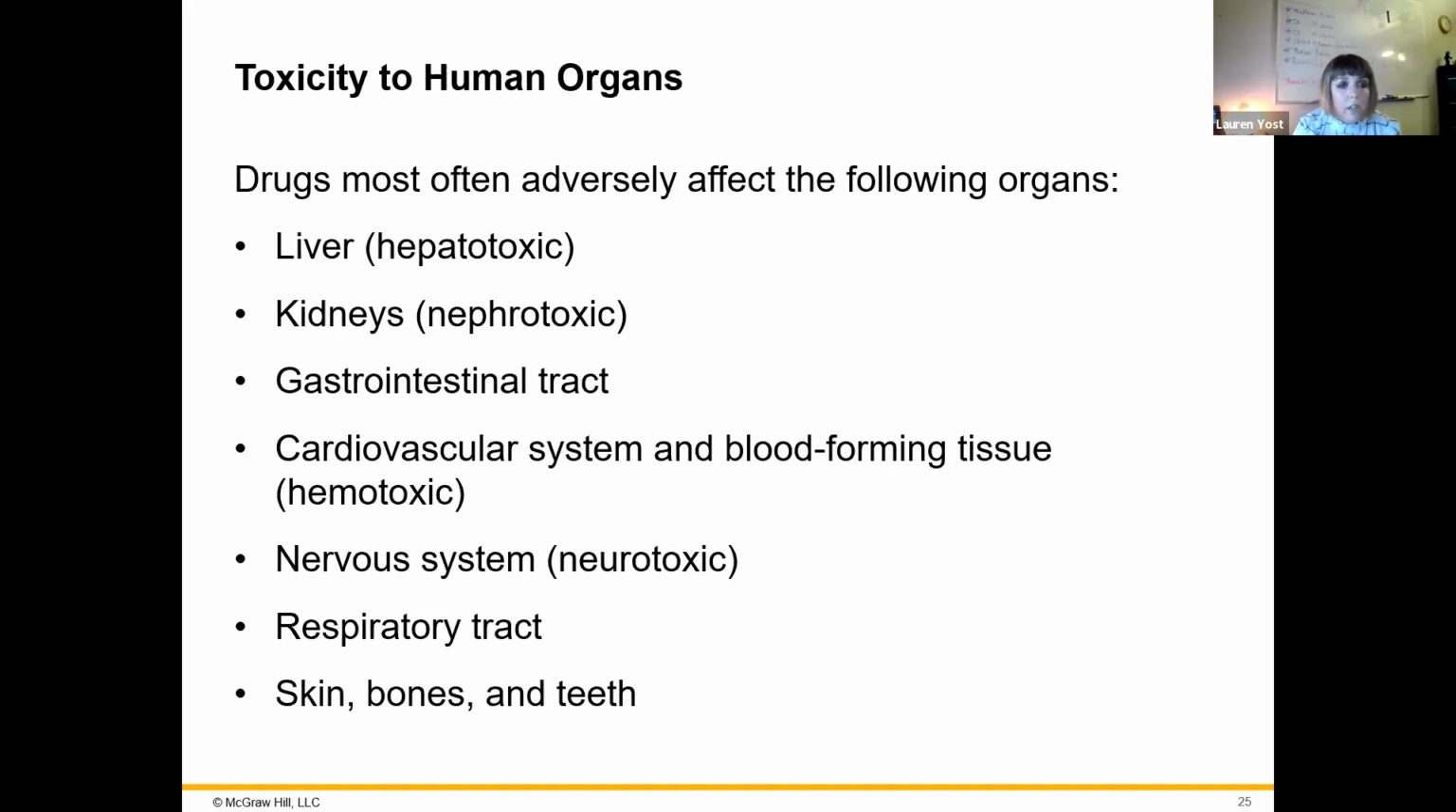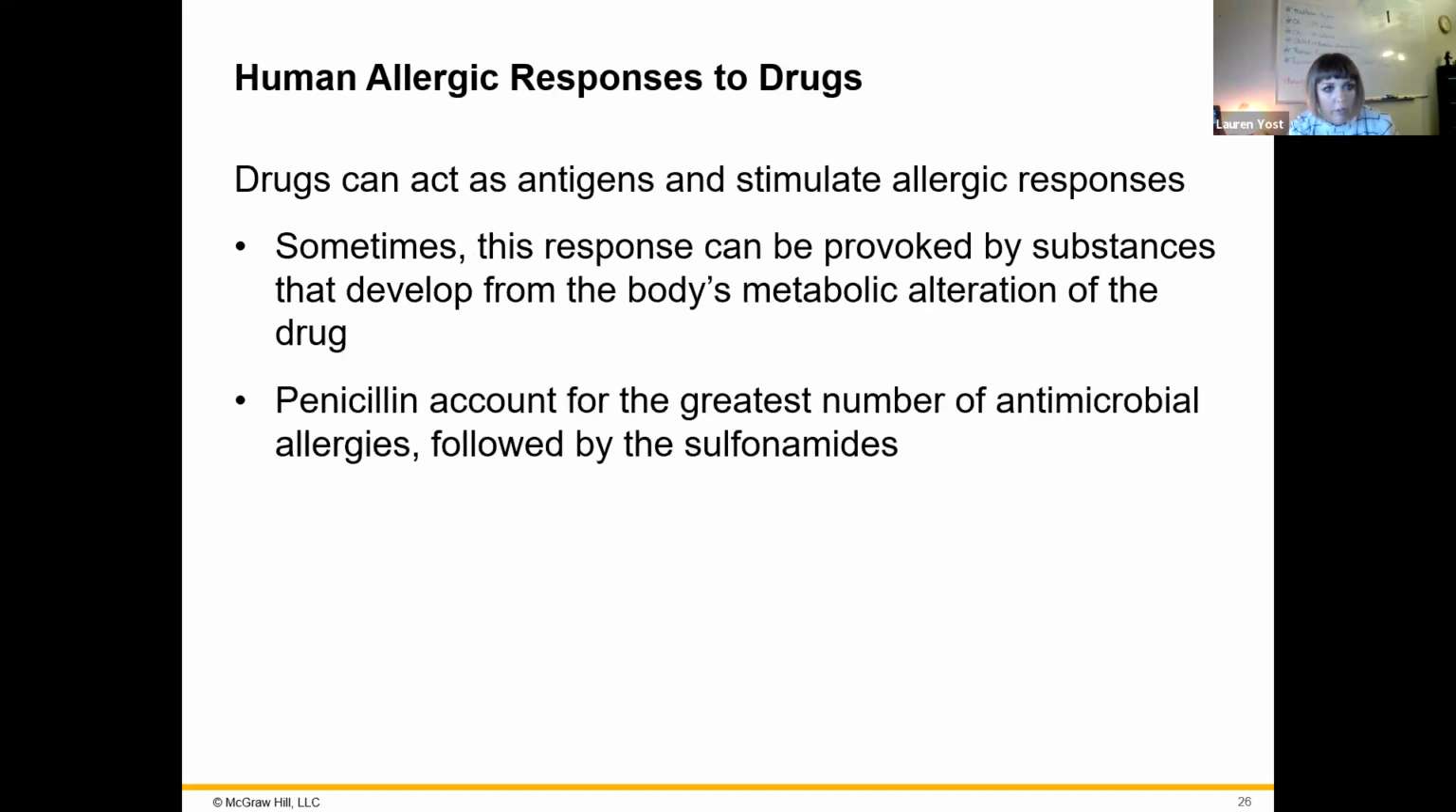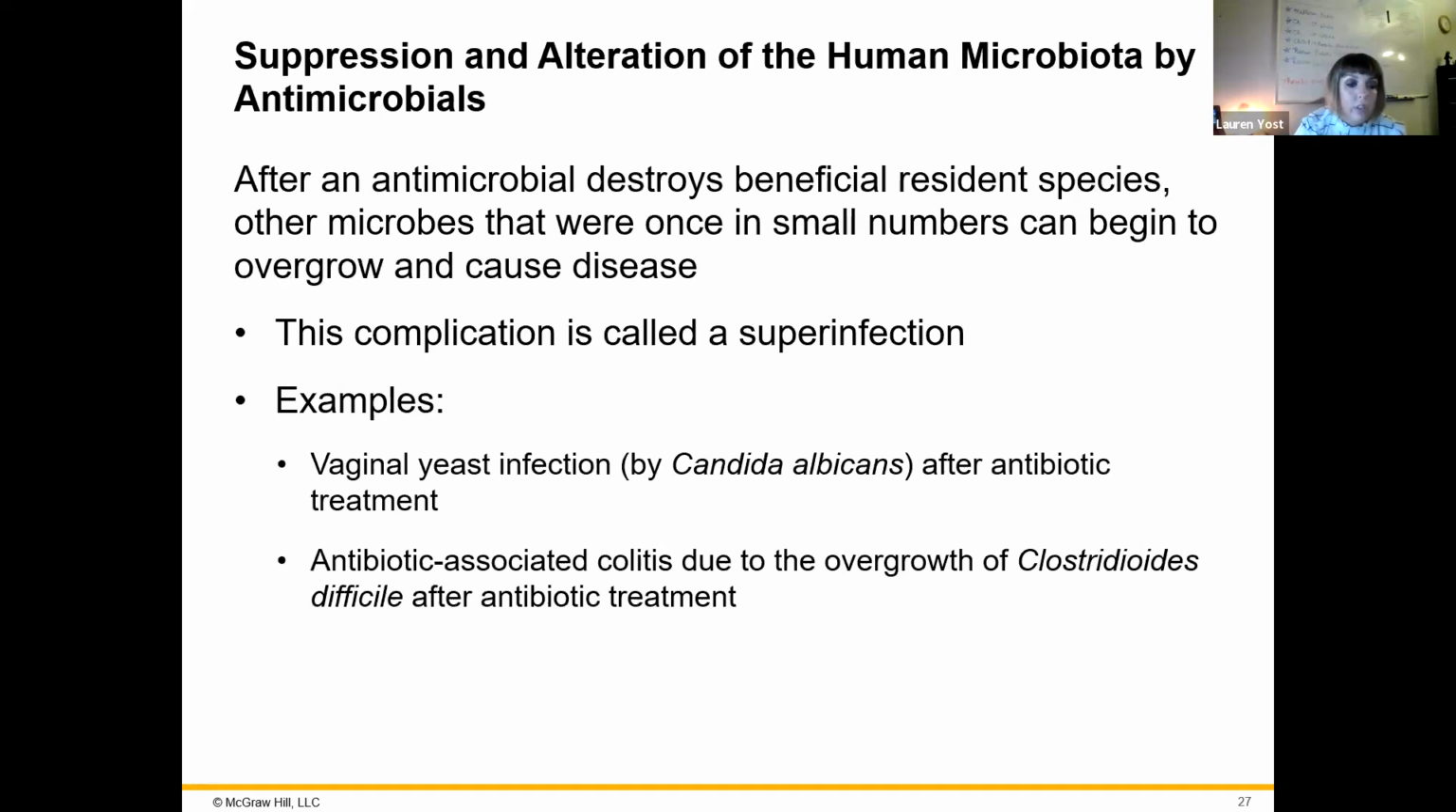So toxicity to human organs, we have toxicity to the liver, and a lot of other human organs that it could affect. You can see it yourself. Drugs act as antigens, our body sees them as foreign, we respond to them accordingly, and we can develop allergic responses as a result. Penicillin and sulfa drugs are the most common for this situation.